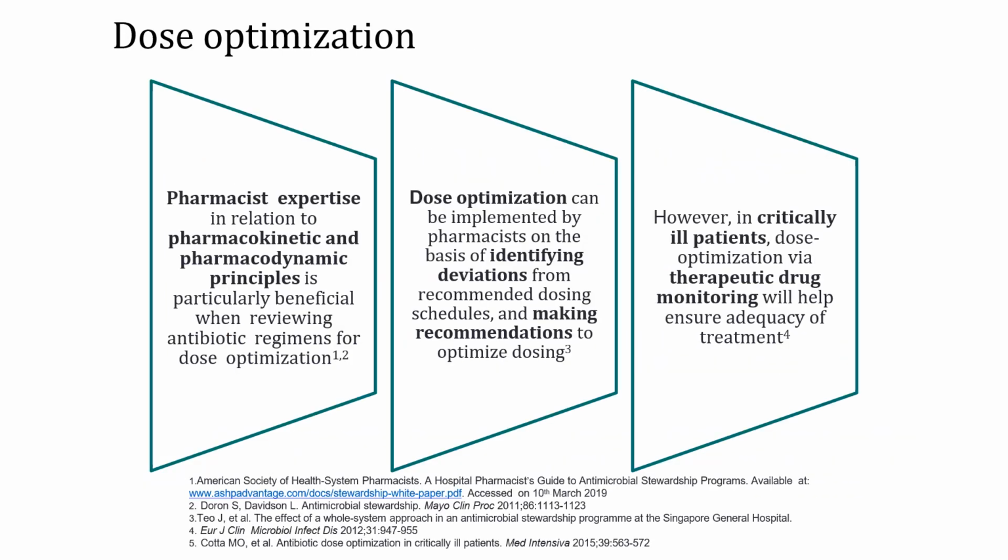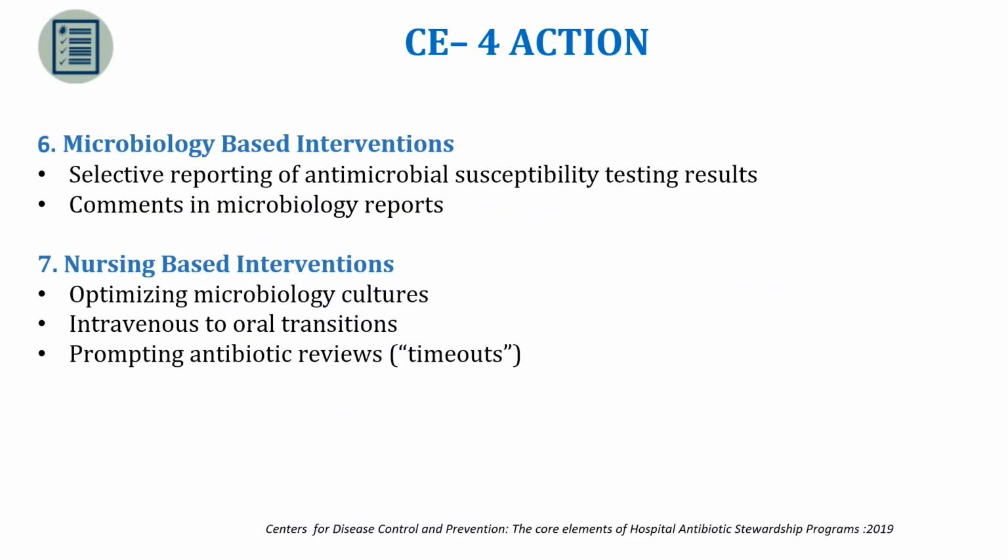Regarding dose optimization, pharmacy expertise in relation to pharmacodynamic and pharmacokinetic principles is particularly beneficial when reviewing antibiotic regimens. Dose optimization can be implemented by pharmacists on the basis of identifying deviations from recommended guidelines and making recommendations to optimize the dosing. However, in critical inpatients, dose optimization by therapeutic drug monitoring will help ensure adequate levels. That was about the pharmacy-based interventions.